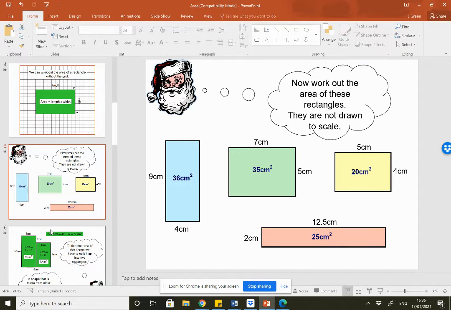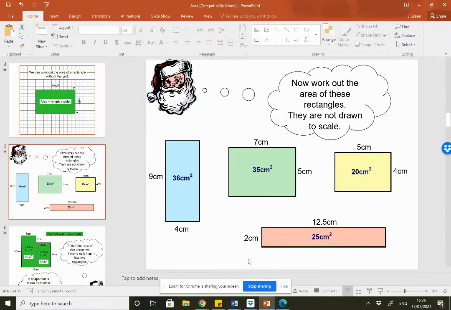Now, I've left the answers in these because I think they're easy to calculate. 9 by 4 here on the blue one, 9 down, 4 across. 9 times 4 is 36. But we say they are centimetres squared because it's a whole square that it's doing. Okay, 9 fours are 36. Here, 7 across, 5 down, the answer is 35 because 7 times 5 is 35. 5 times 4 for the yellow one is 20.